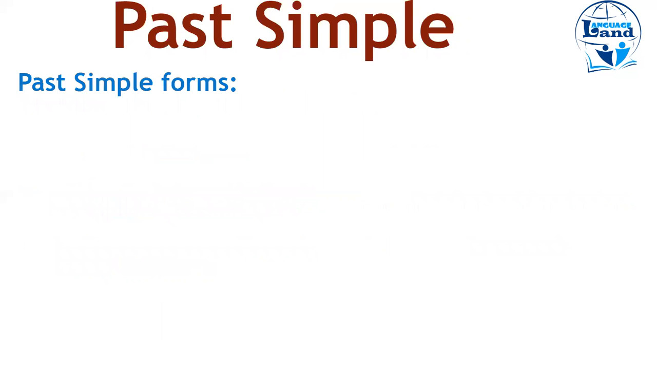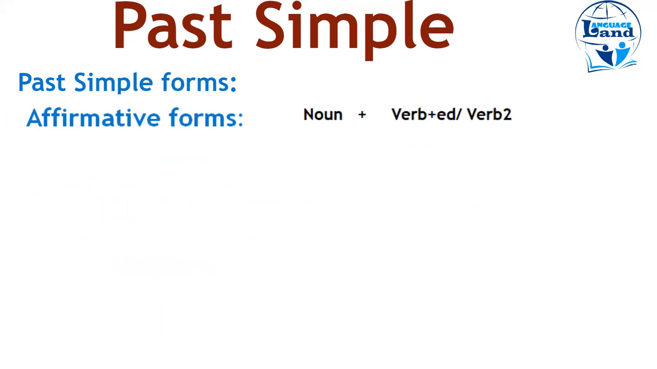Let's look at some structures of past simple. For example, in the affirmative sentences, we use subject plus the verb: regular verbs with the endings d or ed, or irregular verbs in the second column of the lists. For example, we watched TV last night.